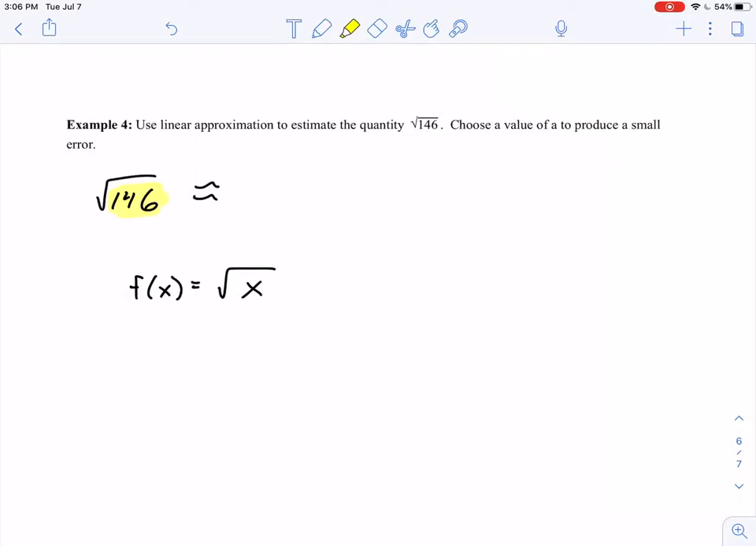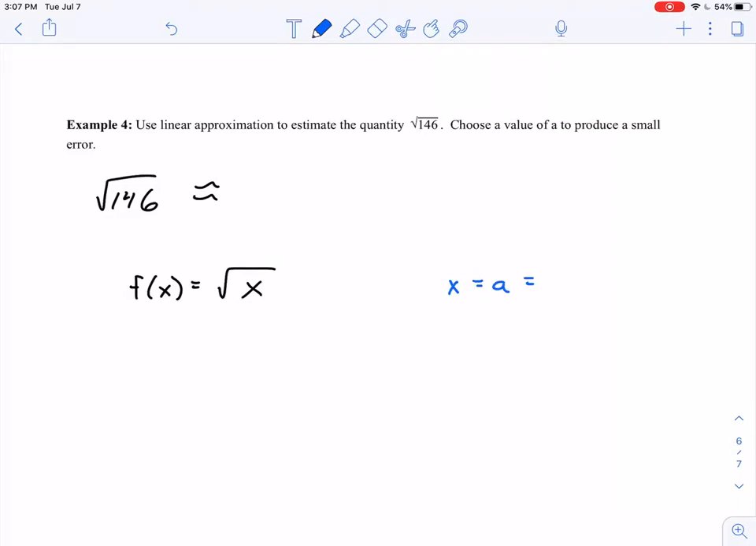So here I'm just working with the square root function. Just pull out that 146 and replace that with a variable. So here's my function, f of x equals square root of x. I still need an x value or an a value. What we're looking for is something that is close to 146, that, in air quotes, plays nice with the square root function, something that we know how to take the square root of. Because if we can do that, it'll make our calculations a whole lot easier.